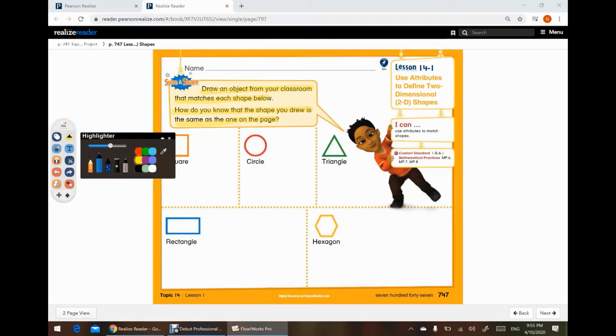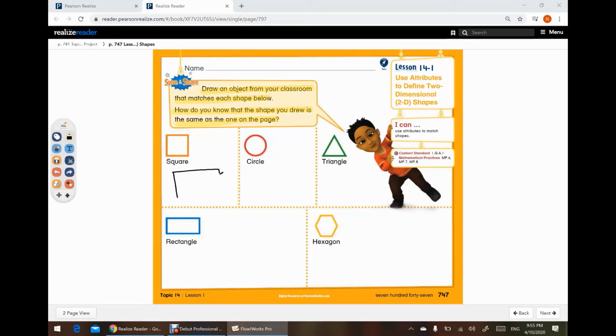So, for square, you can take a window, right? Here I have my window. You can draw anything around you that has the same shape as a square. Now what about circle? Now look around. I got it. The clock. The clock is a circle, right? You see?